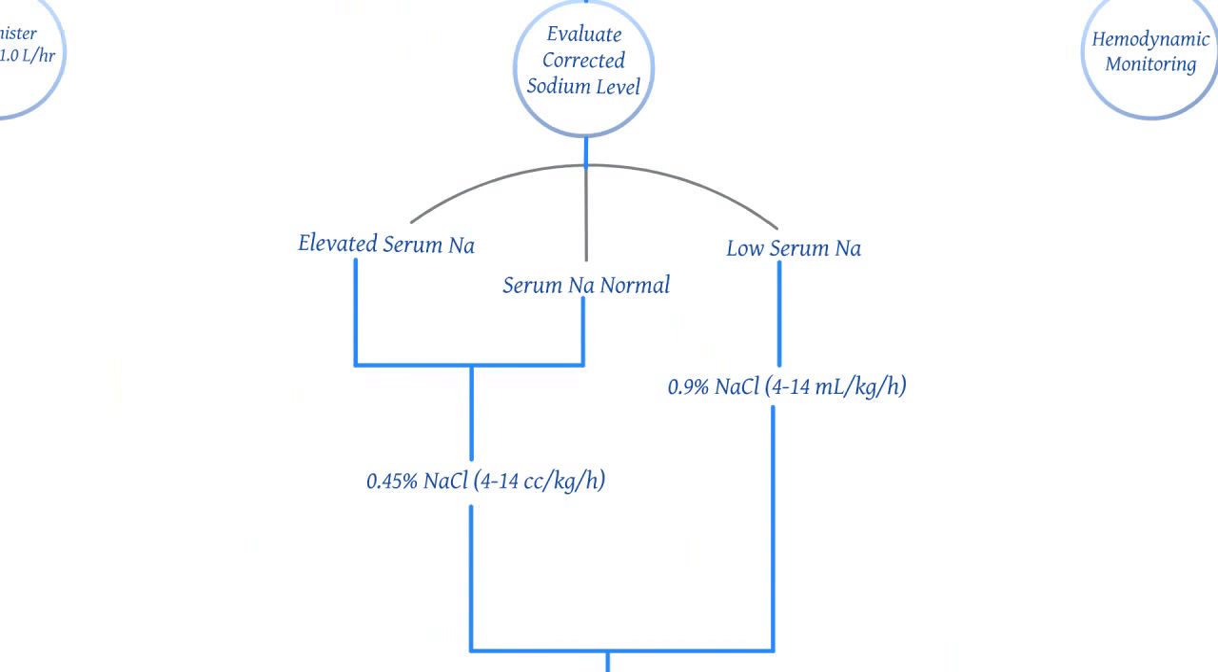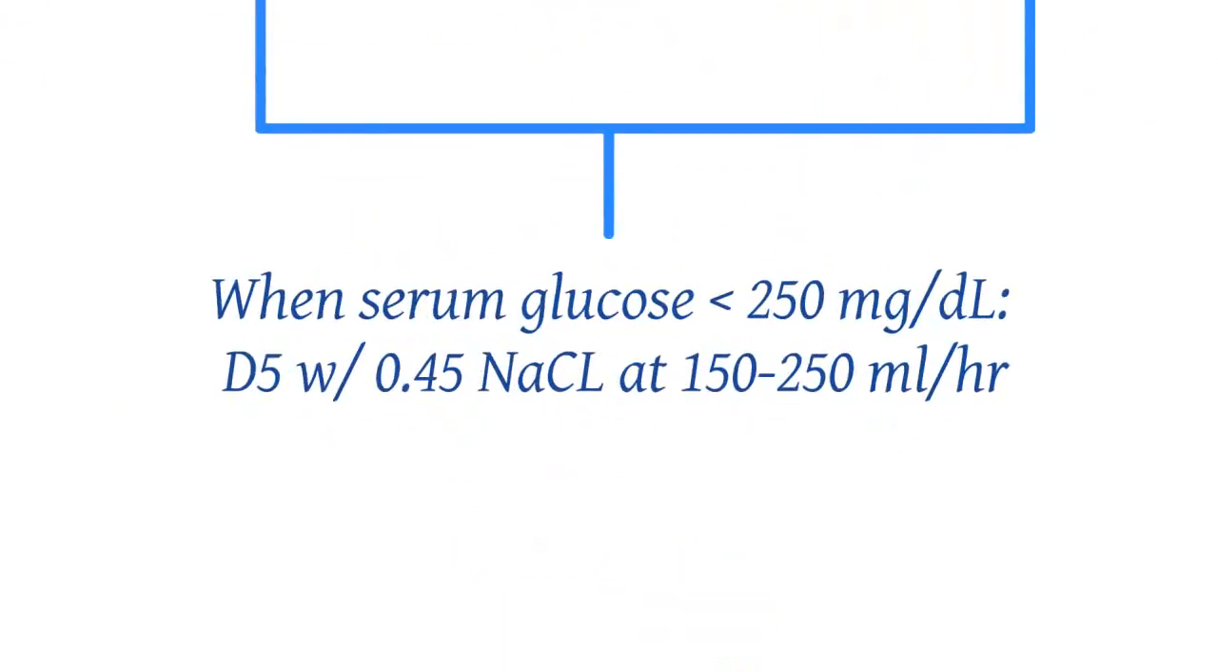For both these regimens, we usually use about a 4 to 14 cc's per kilogram per hour, depending on their volume status. As soon as they hit a serum glucose less than 250, consider switching them to D5 with half normal saline, usually running about 150 to 250 cc's per hour, again based on their volume status. It's important to know what all the medications you are giving them are running in, as commonly insulin drips will run piggybacked on D5.